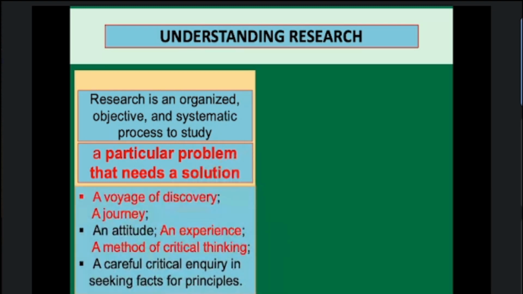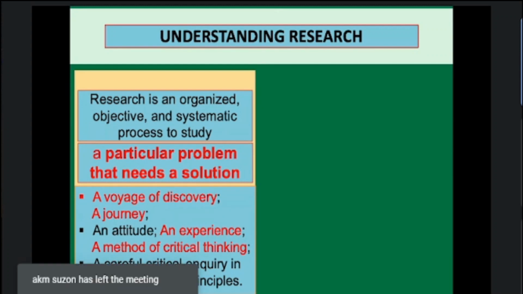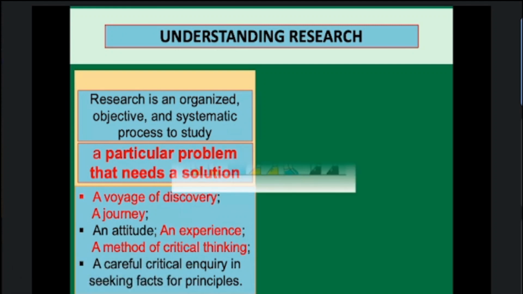But that is the bookish definition. I rather like the definition that research is a journey, a voyage of discovery, an experience, a method of critical thinking. Those of you pursuing a PhD or Masters now would like the definitions given beneath more than the top. But the most important one is the middle one, the one I put in red and a bit bigger: research starts with a problem. If there's no problem, there's no research, all right?